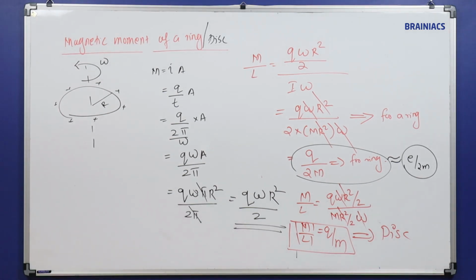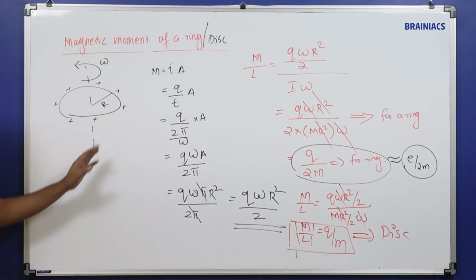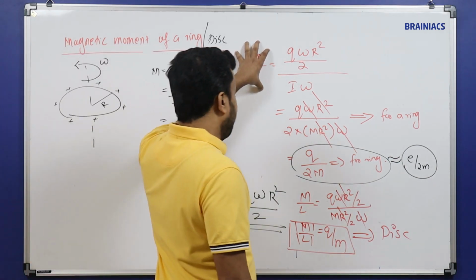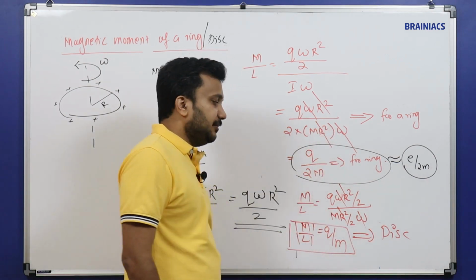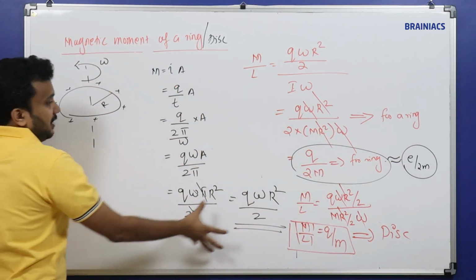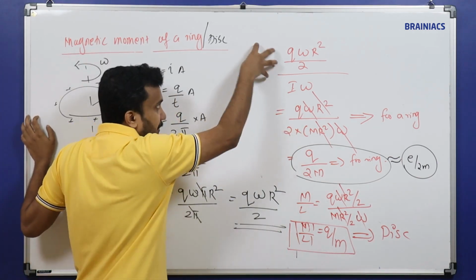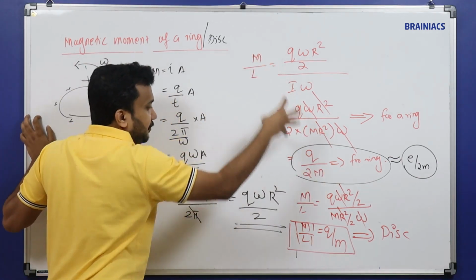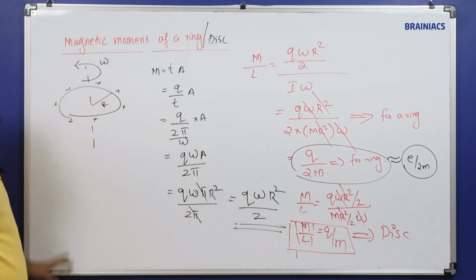The moment of inertia is taken along the central axis, and this is its value. So the ratio of the magnetic moment to the angular momentum, M by L, is found for a ring and for a disk. This is the general formula we found for the magnetic moment of a ring or disk.